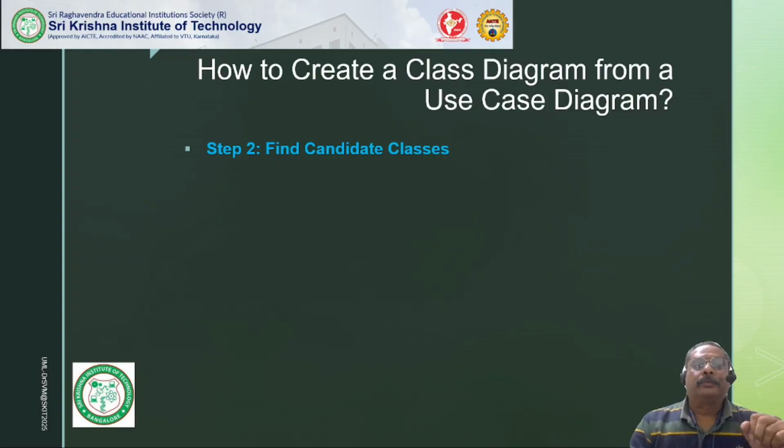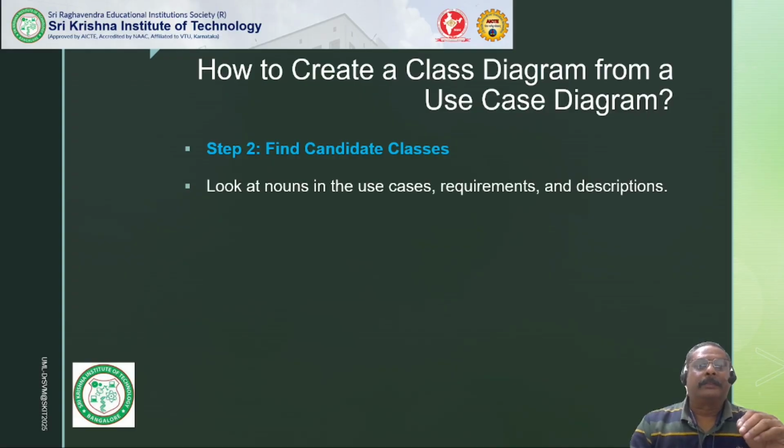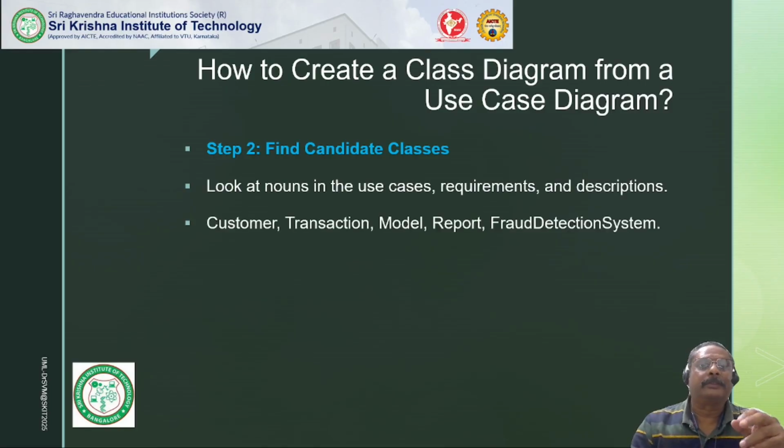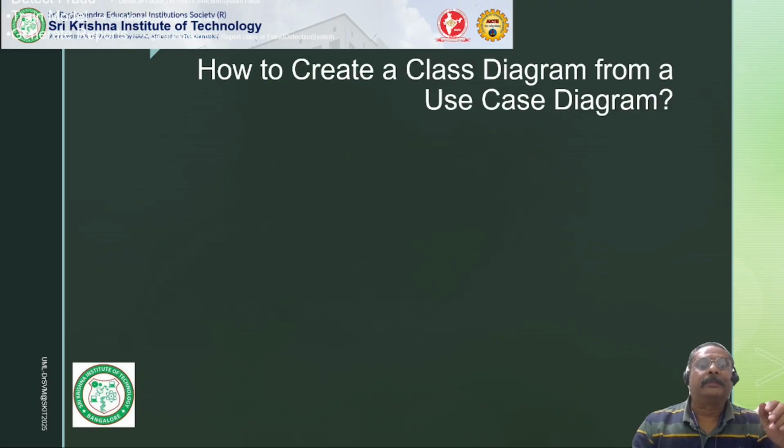The second step is to find the candidate classes. Look at the nouns in the use cases, requirements, and descriptions, like customer, transaction, model, report, fraud detection system, and so on. These are the nouns we find across the use cases, and these can be potential candidates for classes. These nouns can often become the classes.